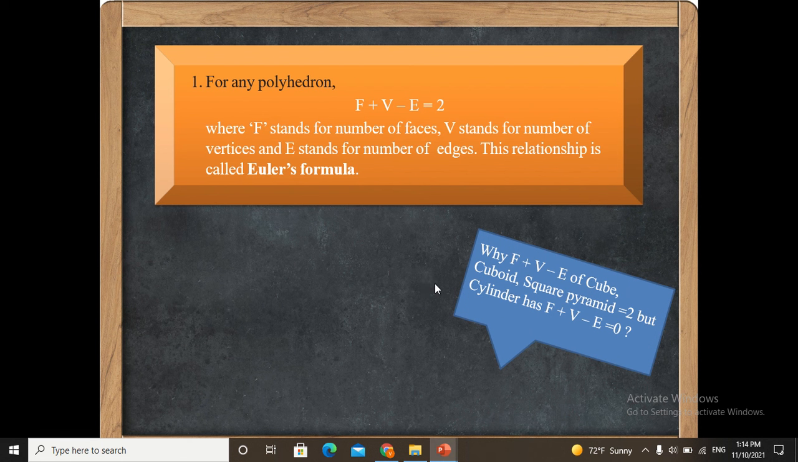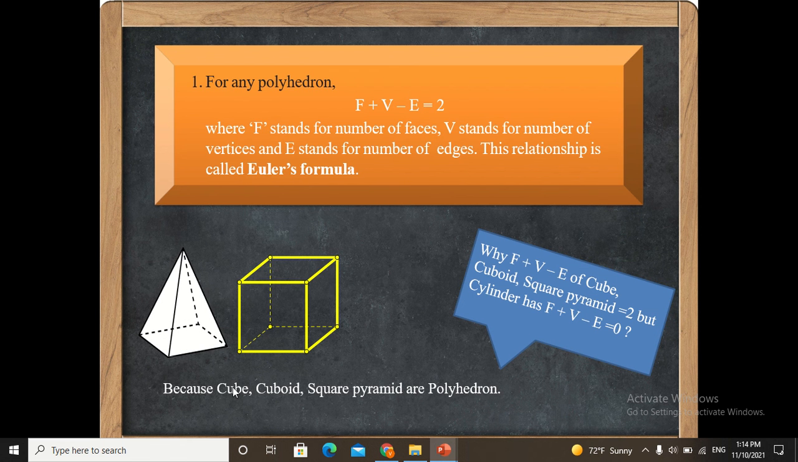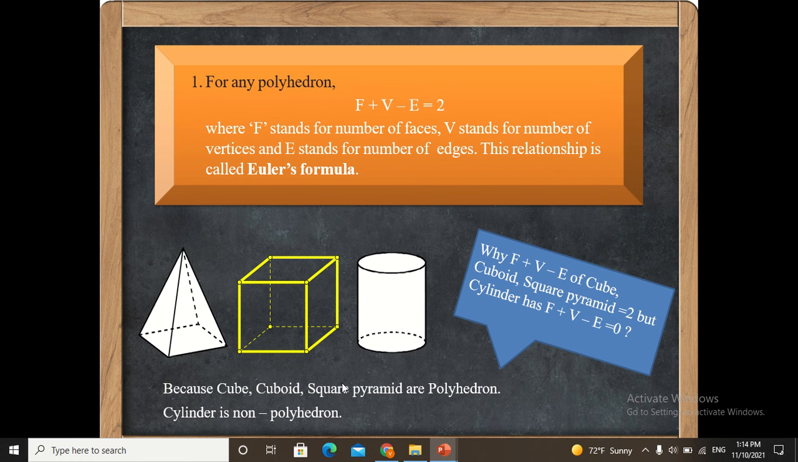So why is F plus V minus E of the cube, cuboid, and square pyramid equal to 2, but the cylinder has F plus V minus E equal to 0? Because the cuboid and square pyramid are polyhedra, but the cylinder is a non-polyhedron. So the cylinder has F plus V minus E equal to 0.